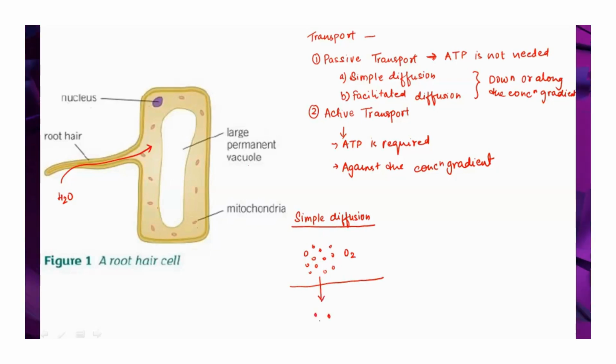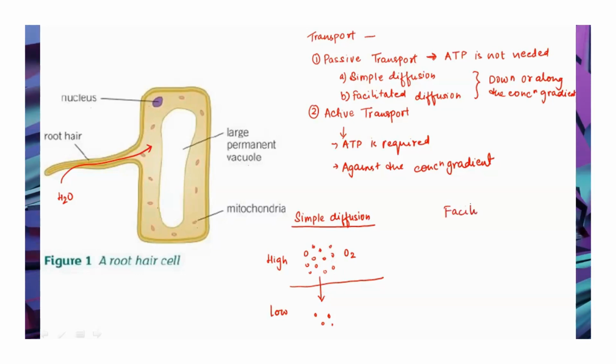Oxygen moves from a region of higher concentration. The concentration is high here, and low here. You see, it is moving down the concentration gradient. That's simple diffusion. No energy needed. The molecules will be simply diffusing, moving from a region of higher concentration to a region of lower concentration. Clear?